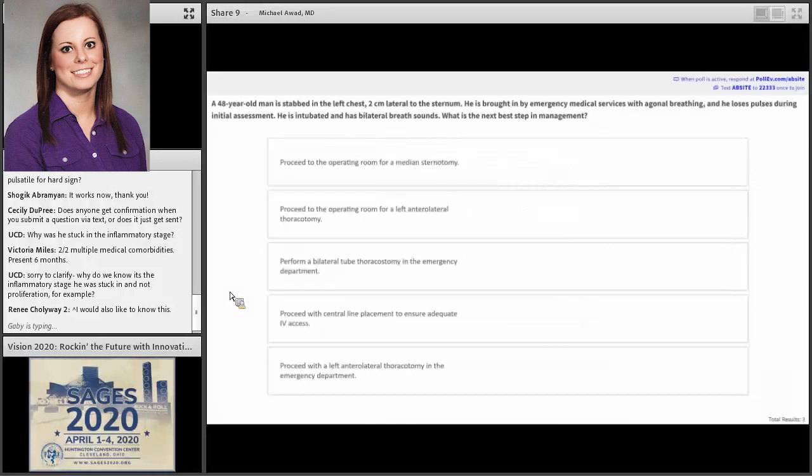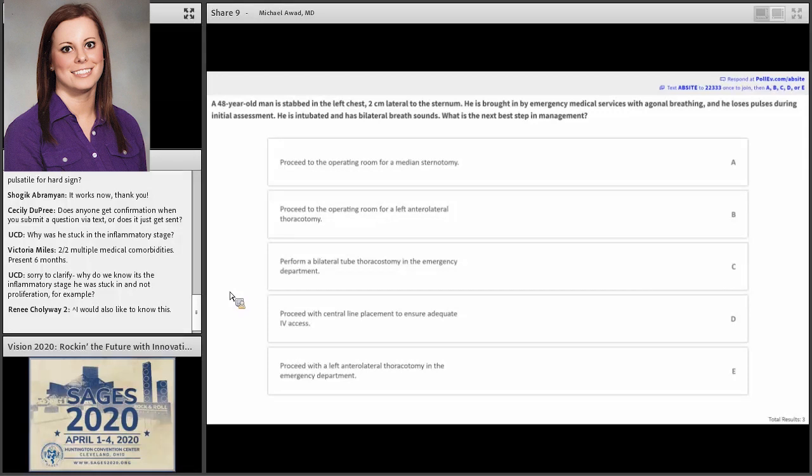Next question. A 48-year-old man is stabbed in the left chest 2 centimeters lateral to the sternum. He is brought in by emergency medical services with agonal breathing, and he loses pulses during the initial assessment. He is intubated and has bilateral breath sounds. What is the next best step in management?